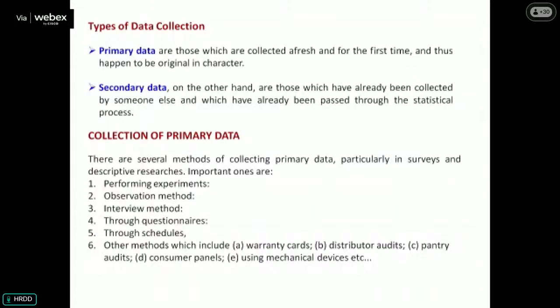But secondary data भी कर सकते हैं. Secondary data analysis करके you may do many things. वो हम लोग आएंगे क्या क्या. Secondary data on the other hand are those which have already been collected by someone else and which have already been passed through the statistical process.